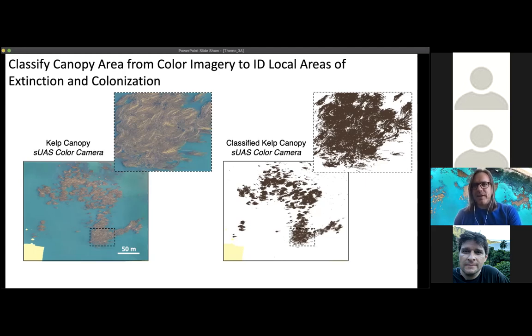And like Kyle said, from Kate's paper, we have these color indices where we use the red minus blue bands to separate the floating canopy area from the surrounding seawater. And so we can very easily and quickly take these orthomosaic flights and images of these sites and get estimates of canopy area. For example, this is a June 30th, 2019 image of part of the Arroyo Quemado kelp forest. And then this is the classified canopy area we get using that red minus blue.